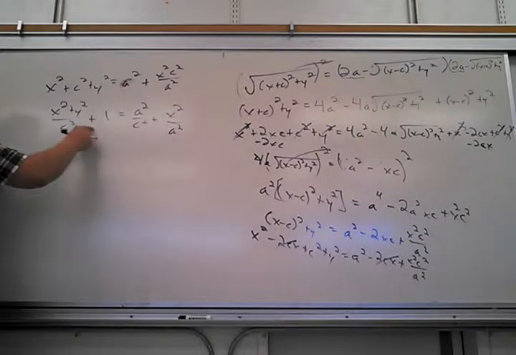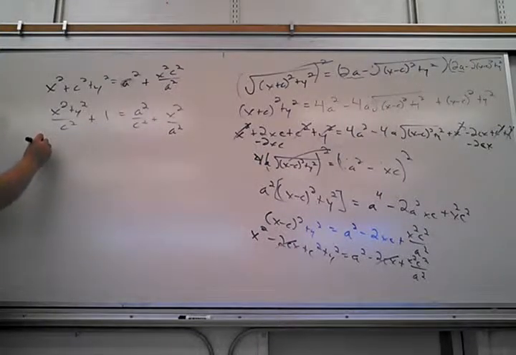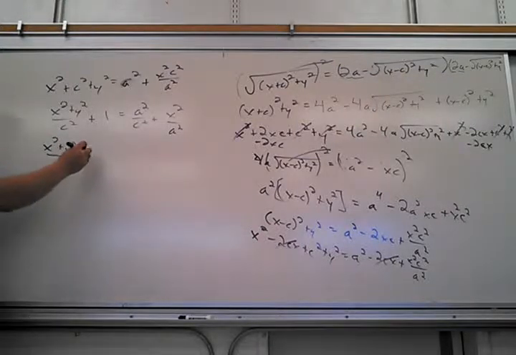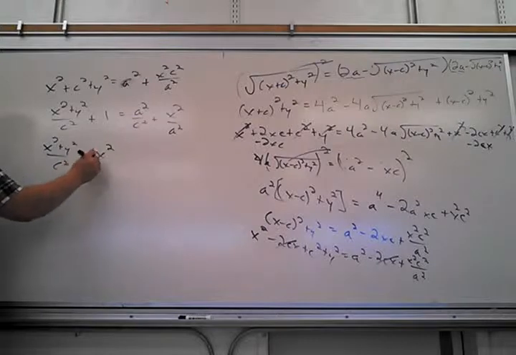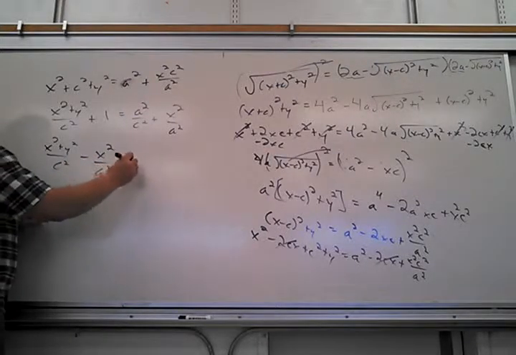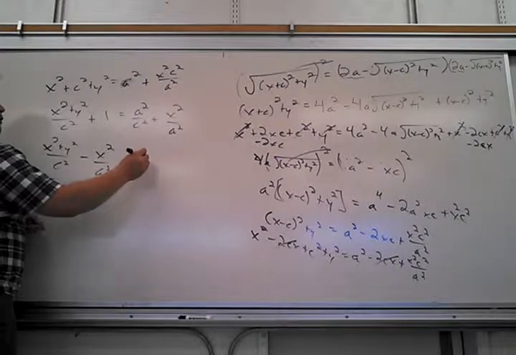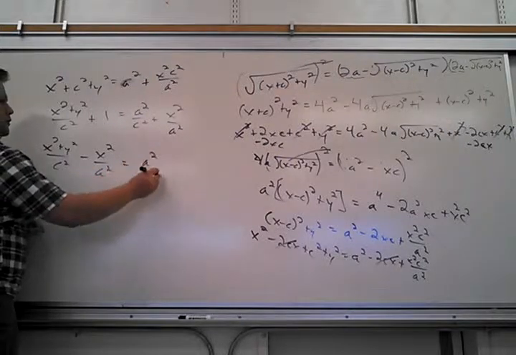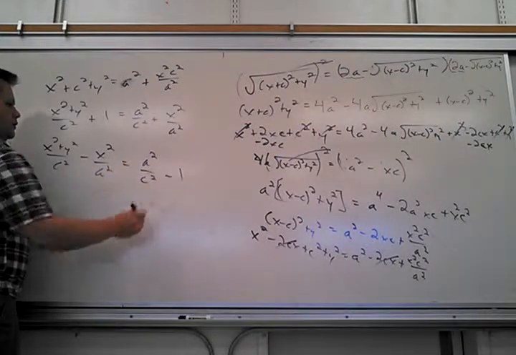So if I subtract this over, I'll get x squared plus y squared over c squared minus x squared over a squared. Let me see, was it the other way I'm supposed to go? Let's see. Equals a squared over c squared minus 1.